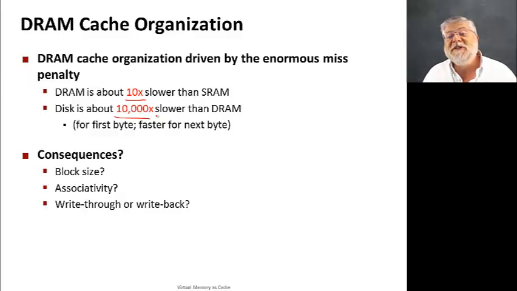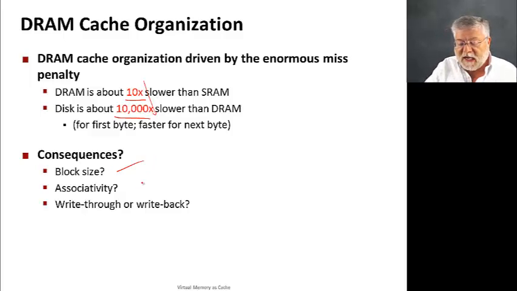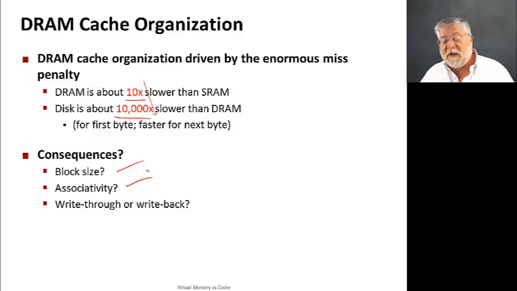Then it's much, much faster for the next byte because we aren't going to move one byte at a time. We're going to move an entire block or an entire page at a time. But what effect does this difference in speed, now 10,000x instead of 10x, have on the size of the block, the associativity that we want in our cache, and whether we want it to be write through or write back? Those were, remember, all the decisions we had to make in our cache organization.